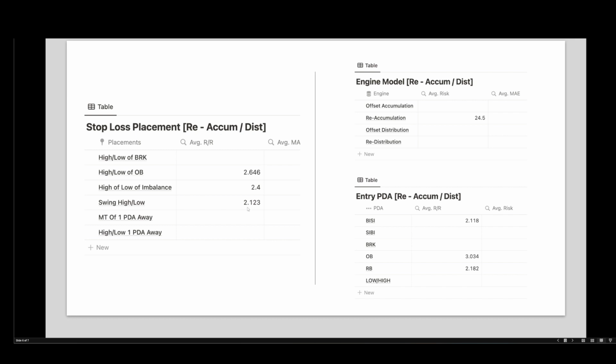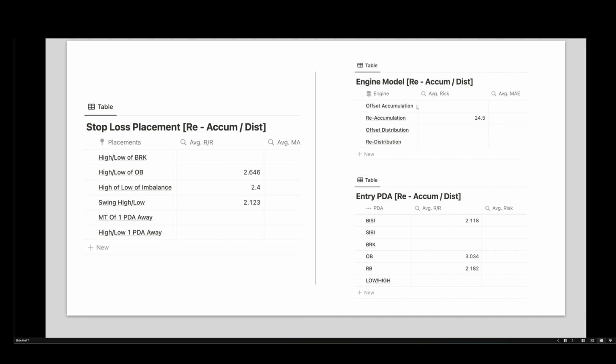And by collecting all this data and reviewing your MAE and your risk to reward, then we look for an optimal stop placement. And then same goes for the engine model, right? So different engine models, if we're naturally more inclined to go long or more inclined to go short, right? Where do we see more success?